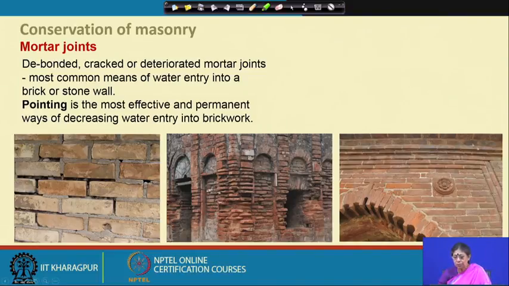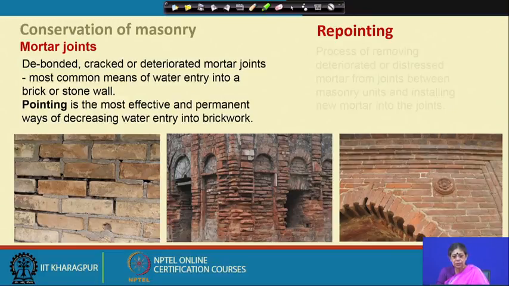Here this is Bishnupur, you can see that pointing has been done with lime mortar, and in this case some new bricks have also been added, you can make that out, and in some cases the pointing has been done with new lime mortar. So, what is repointing? As I say, this is the most important part of maintenance and repair: how it is done, what type of material has to be used for repointing.